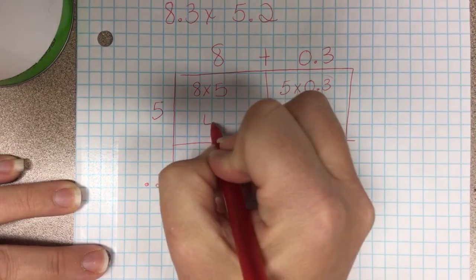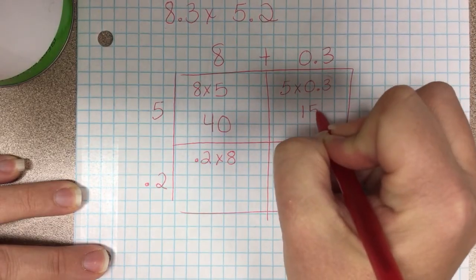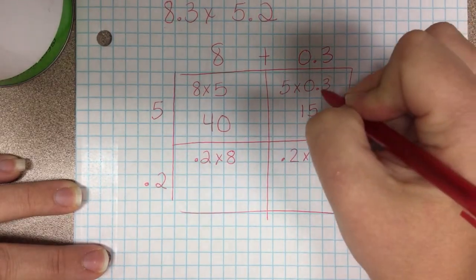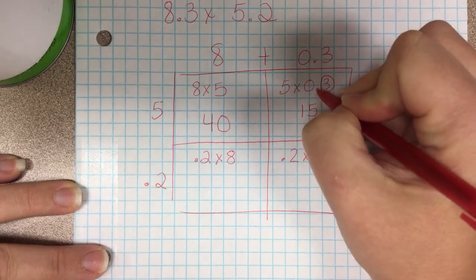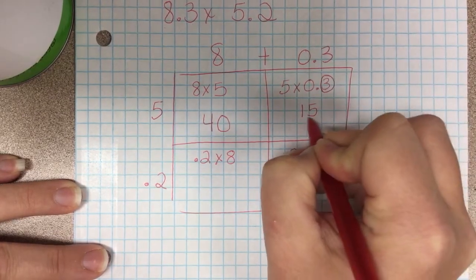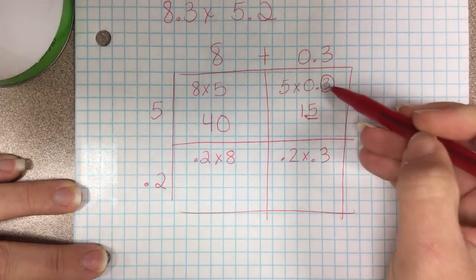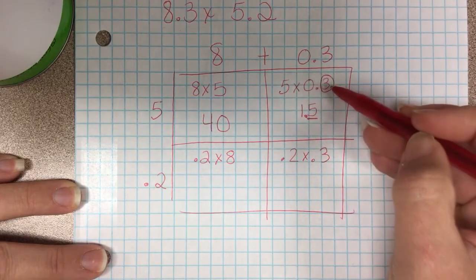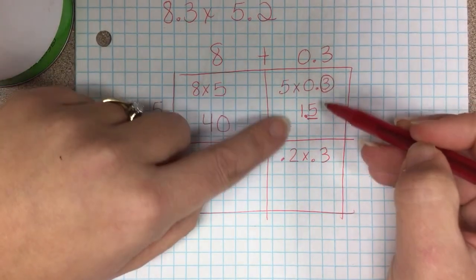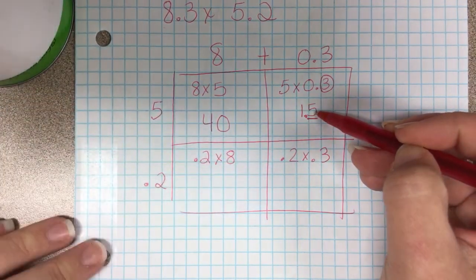So 8 times 5 is 40. 5 times 3 is 15. Okay, I have 1 decimal digit, and it's a decimal digit because it's to the right of the decimal. Starting from the right, I have 1 place, decimal goes to the left. Plus, that makes logical sense. 3 dimes, 5 groups of 3 dimes will be $1 and 5 dimes.